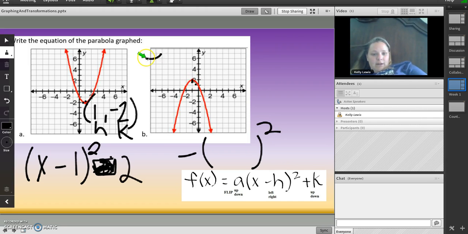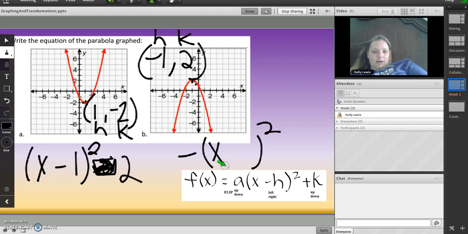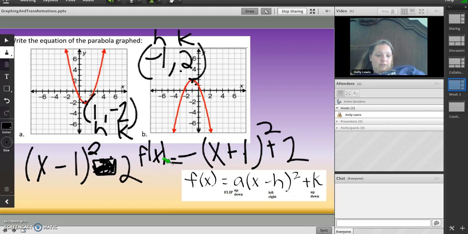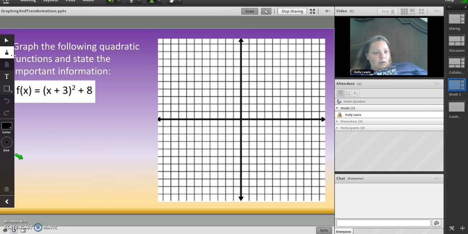This point right there is -1, 2. All right, that's h and k. So the 8x goes there. Remember, this right here is always opposite, so it's going to be +1, and it's going to be 2. So it's f of x equals, and you can write f of x or you could write y equals. Those are the same things. All right, so we're going to state the important information. The vertex is going to be -3, 8.